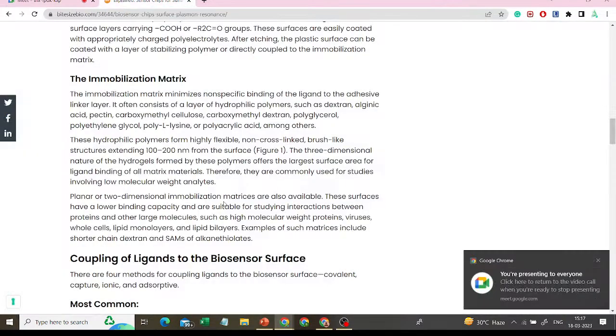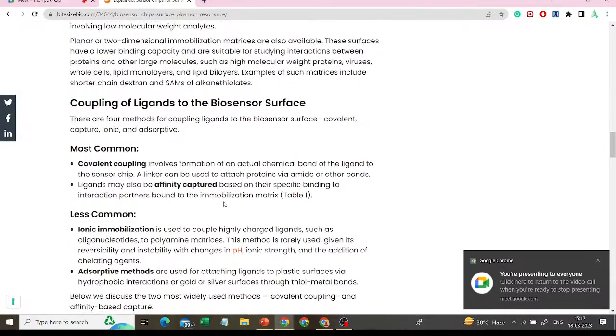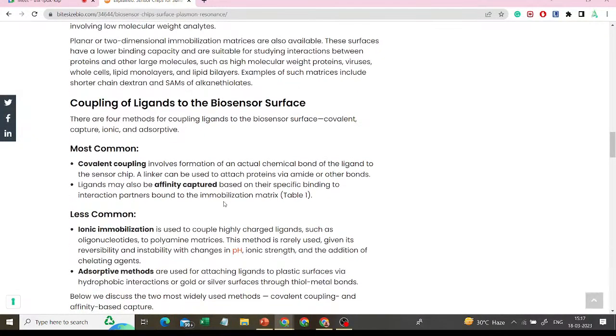here is the coupling of the ligands to the biosensor surface. The concept is that you need to couple your ligands to the biosensor surface for further interactions to be studied. Covalent coupling involves the formation of an actual chemical bond of the ligand to the sensor strip, and then a linker can be used to attach proteins via amide or other bonds. Ligands may also be affinity captured based on specific binding partners bound to the immobilization matrix.